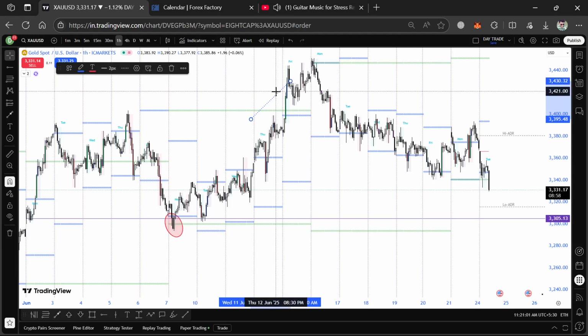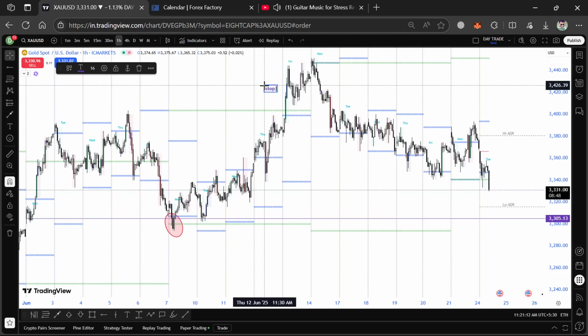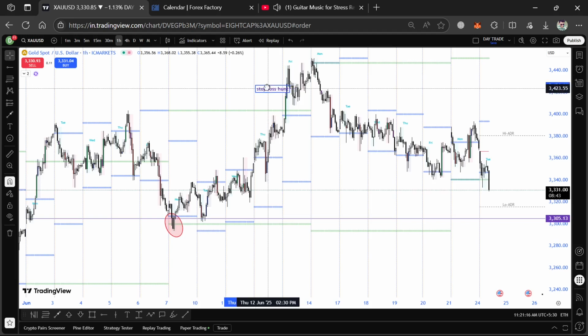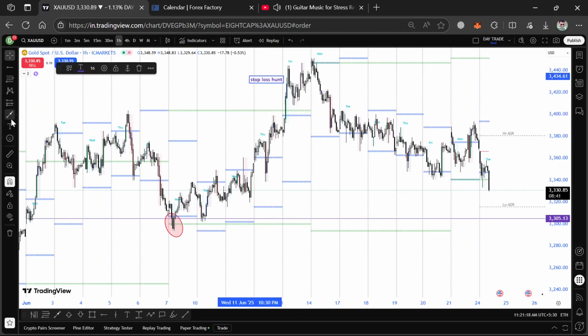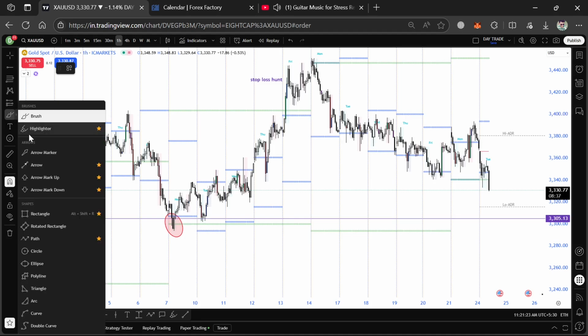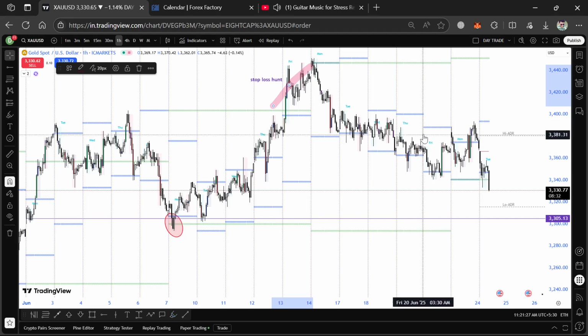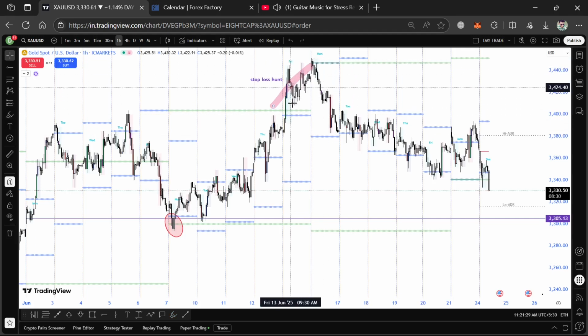Stop loss hunt over here, right? Stop loss hunt, and then the market makes a peak formation like this, right?